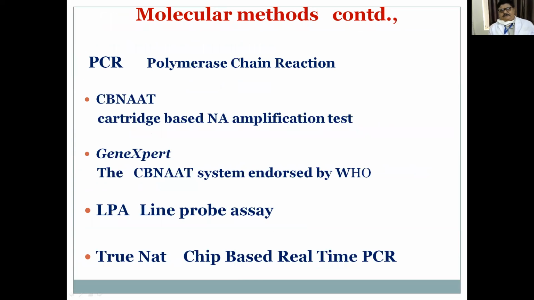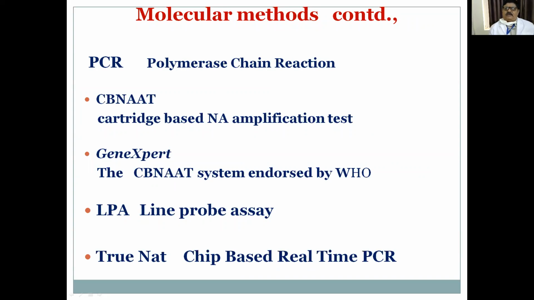So what are the methods? You need not know about all the details, but enough if you can just roll out some names. PCR, polymerase chain reaction. CBNAAT, what is this abbreviation? CB, cartridge-based, NA stands for nucleic acid amplification test. Okay, CBNAAT is cartridge-based nucleic acid amplification test.